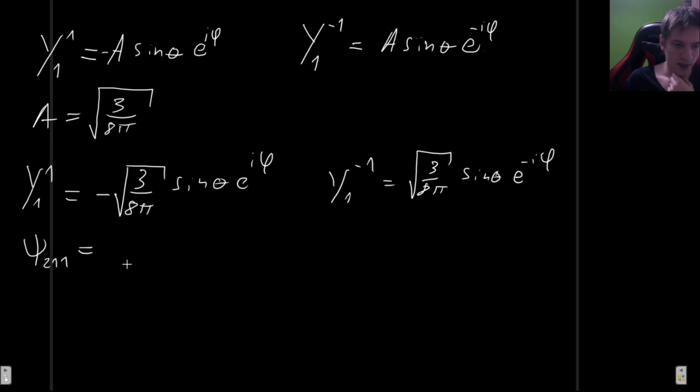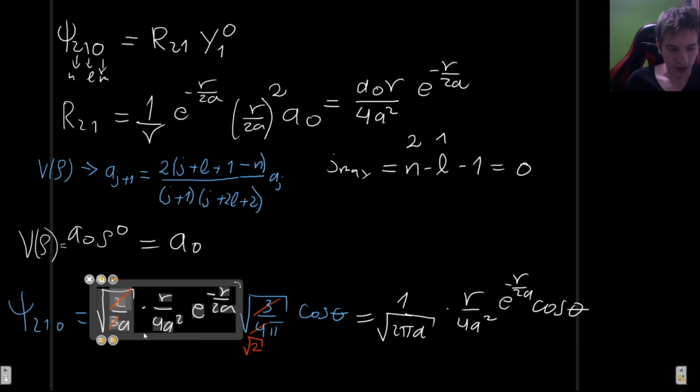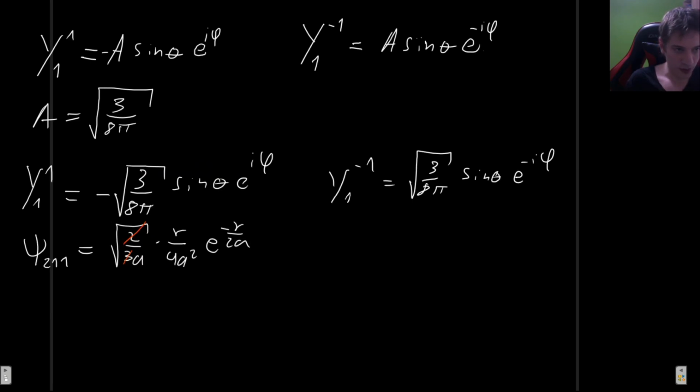So for 2 1 1, this will be the radial function. Let me go looking for it. R 2 1, let's see, where is the final result? Because here it's without the a0, I think it was right here. Yeah, this right here is it. Okay. I'm going to get rid of these lines. They were from before, so it's square root of 2 divided by 3a. And this has to be multiplied by the spherical harmonic right here.